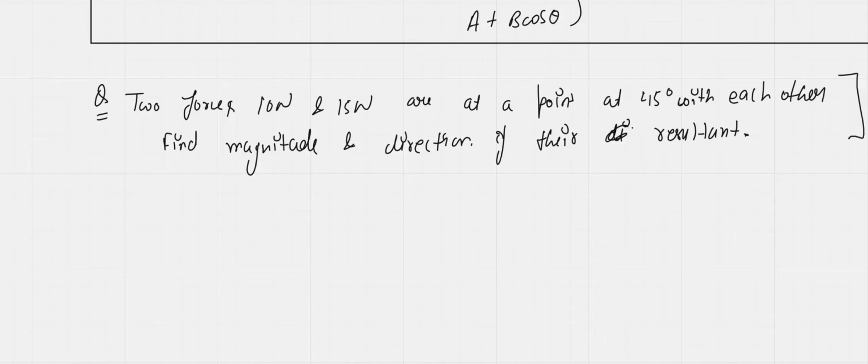You don't have to use i cap and j cap for these vectors. You can simply find the angle with any other vector, whether it's 15 or 10. Always try to go with the first vector which they have given. For example, here they have given the 10 vector, so go with the 10.